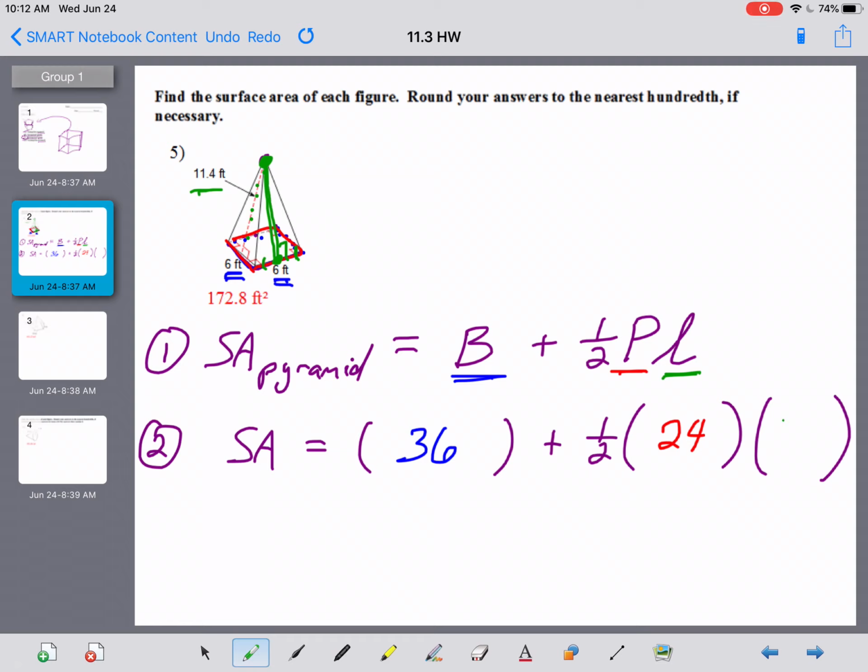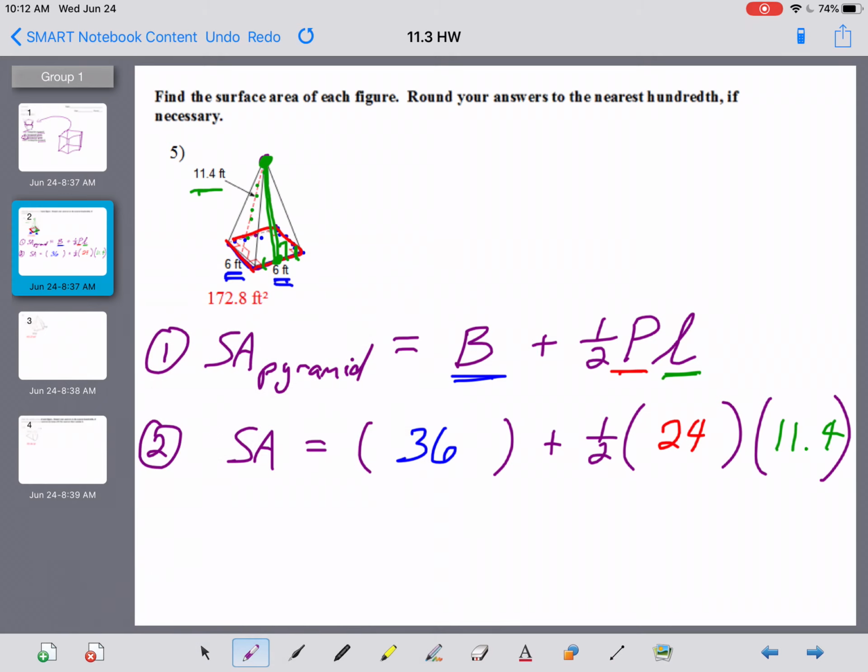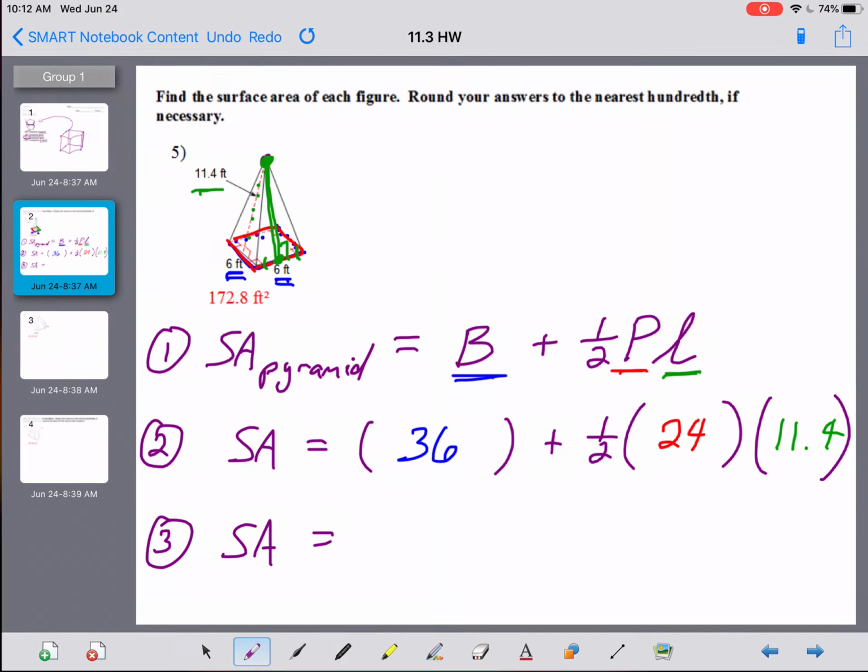And I think in most of the problems on this worksheet, the slant height was given to you. So the 11.4 is going to go right there in the place of the cursive L. And now that we know all that, everybody, that is all the information that we needed. We're ready now to go to the calculator and type all this in.